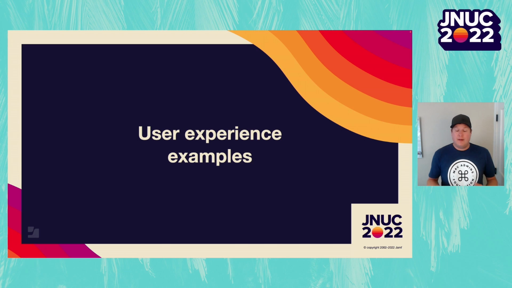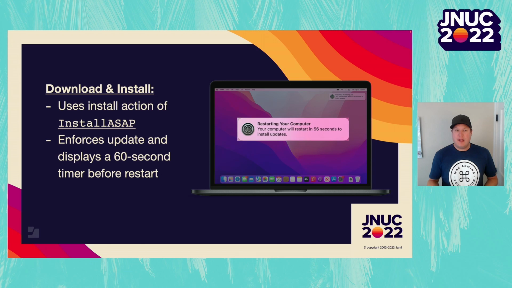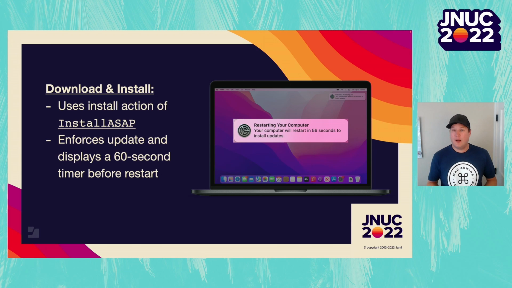Taking a look at how that looks on the devices, I'm sure we all test. We've probably run through some of these things before, but let's see what some of the user experience looks like with native macOS updates. A download and install is really the most effective at getting the job done. It's going to use the ASAP action, and then it's going to enforce the update showing a 60-second timer before the restart. So things will count down, start that restart, and then complete that update afterwards.